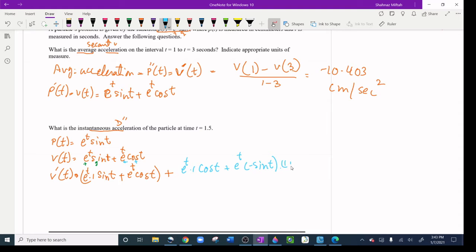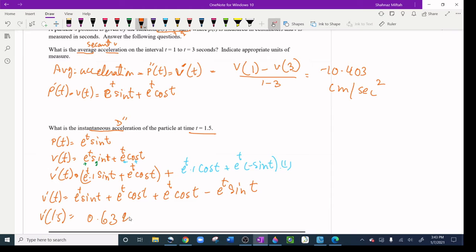So let's try fixing it around. V prime t: I have e^t sine t. This one is okay. e^t cosine t. Then I have a plus e^t cosine t. And I have a negative, because positive and negative is negative, e^t sine t. So this whole thing I got. What are you supposed to do after this? Plug in 1.5, because that's what they're asking me. They said v prime 1.5. So wherever you see the t, plug in 1.5 in the calculator, and your answer is 0.634 centimeters per second squared. So this is the answer for this question.